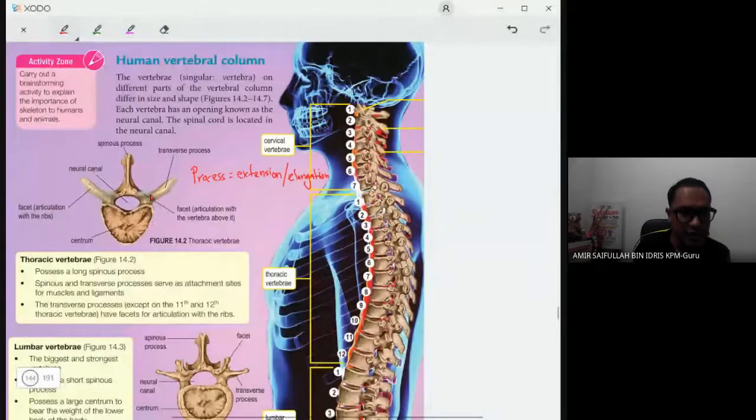Now we go back to textbook. Okay. So that's what is meant by process. So you have transverse process, the side one, the tepi punya, yang connect all the muscle. And then you have the spinous, middle is the neural canal, and then centrum. Centrum ialah base dia untuk support all the bones.